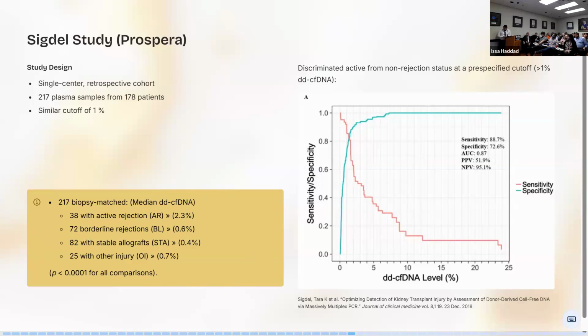Now, I had this question when I was reading about it. Why doesn't ATN cause it? But it's similar to what we were talking about, the TCMR. Up to a certain degree, you're talking about tubules, focal interstitial inflammation, rather than endothelial injury, glomerulitis, as well as arteritis.